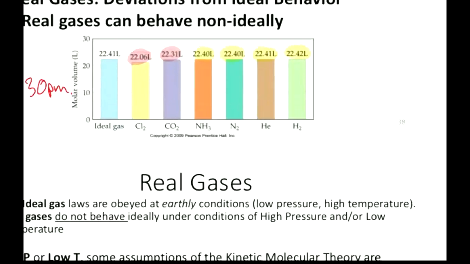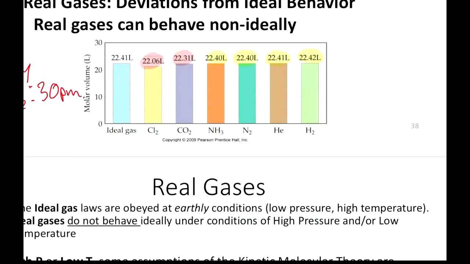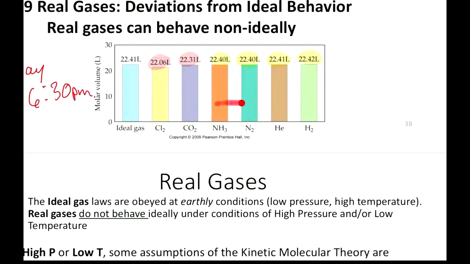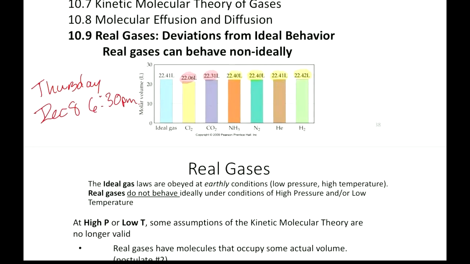So if we look at this graph here, if we plug in PV equals nRT for any one of these substances, we see that ammonia, nitrogen, helium, hydrogen, they all occupy the same volume when they have the same mole amounts. We see some small deviations in these other substances because we can't consider chlorine gas or CO2 as an ideal gas. We actually need to consider their real deviations from the kinetic molecular theory. We need to consider some of those details for these larger molecules.